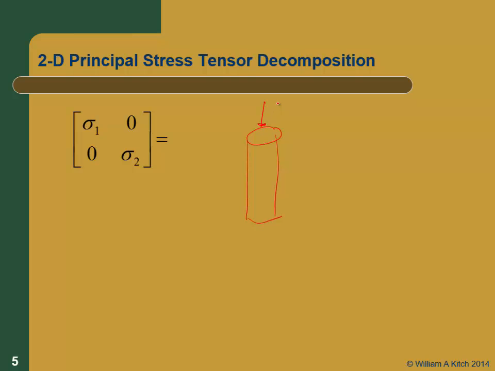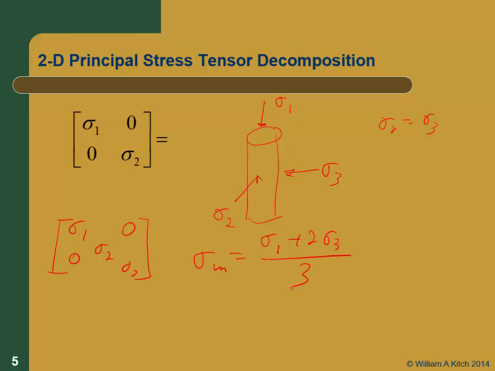Usually this is the bigger one, so we'll call that sigma 1, and this is sigma 3. Well, sigma 3, the cell pressure, actually acts all the way around, right? So the true state of stress is, this is sigma 2, and sigma 2 is equal to sigma 3. So the real stress tensor in there is sigma 1, sigma 2, sigma 3, with zeros on the off-diagonal sides. And if I want to calculate the mean stress of this system, sigma m is really equal to sigma 1 plus 2 times sigma 3, divided by 3. That's the actual mean stress on the sample, right?